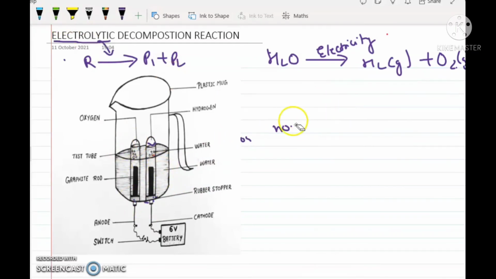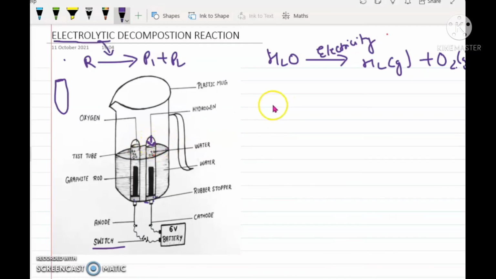Now coming to the setup again, let's understand what all we have done till now. We have taken a mug, filled half with water. We have taken two graphite rods and we have sealed it with a rubber cork. We have attached these graphite rods with a 6-volt battery and also added some kind of a sulfuric acid to it. We will take two test tubes completely filled with water till the brim and will insert it over the graphite rods. We will switch this circuit on, and then after a certain point of time we will see that in both the test tubes the water starts getting displaced towards the bottom.